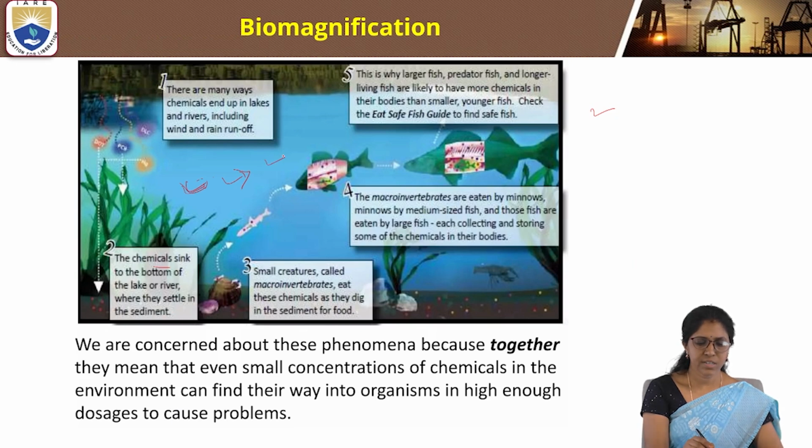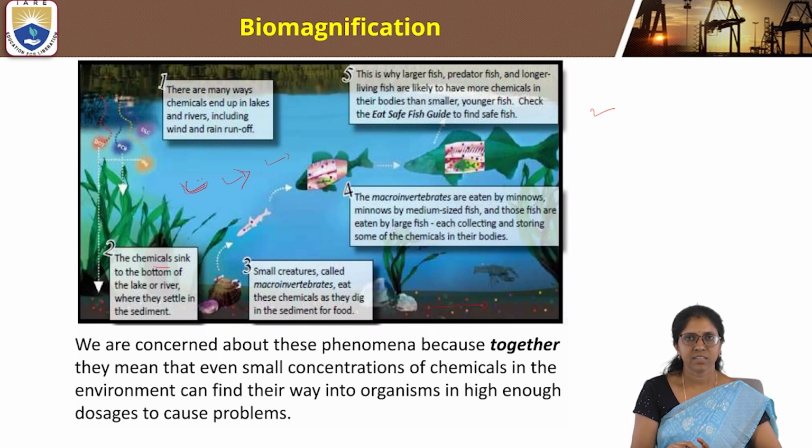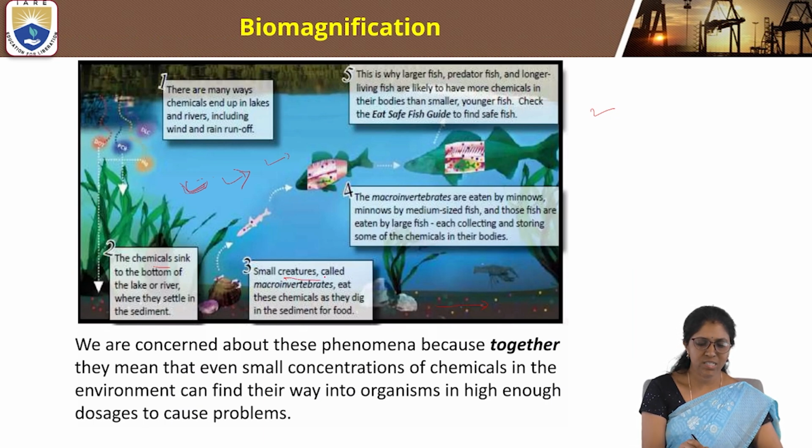The river is getting chemicals or pollutants from different ways, and these chemicals are accumulated or deposited at the bottom of the lake. That is called a chemical sink. In the third step, the small creatures, called micro invertebrates, eat chemicals as they dig in the sediment for food. As they dig for food in the sediments, they will eat the contaminants. They will eat the chemicals.